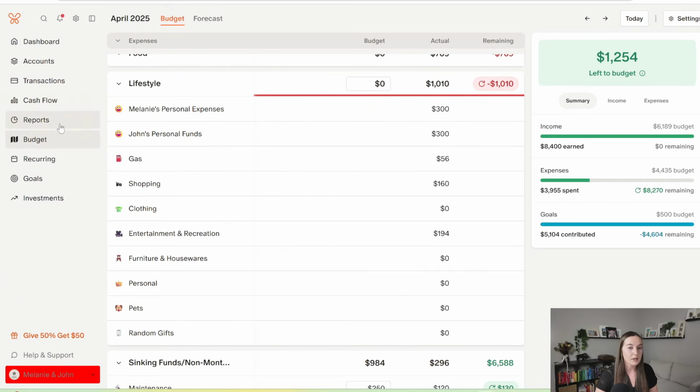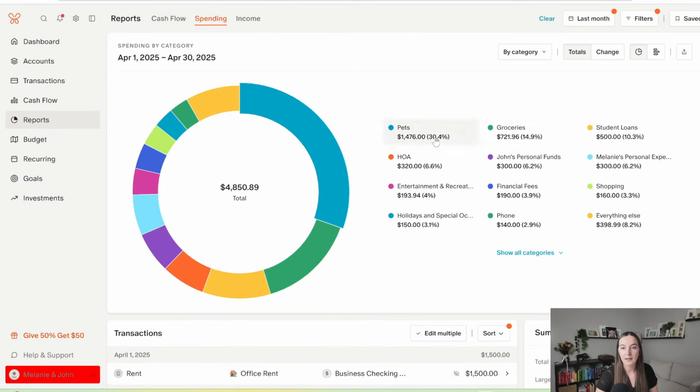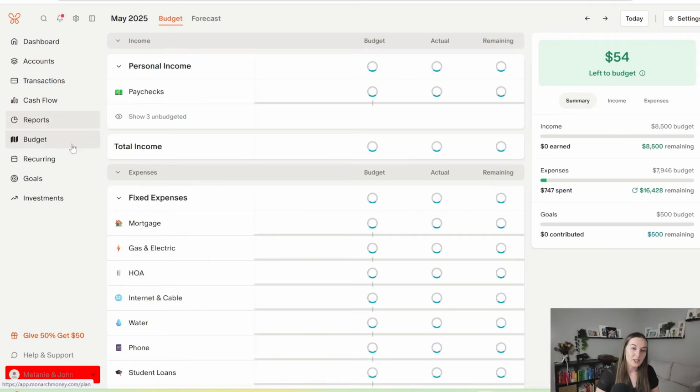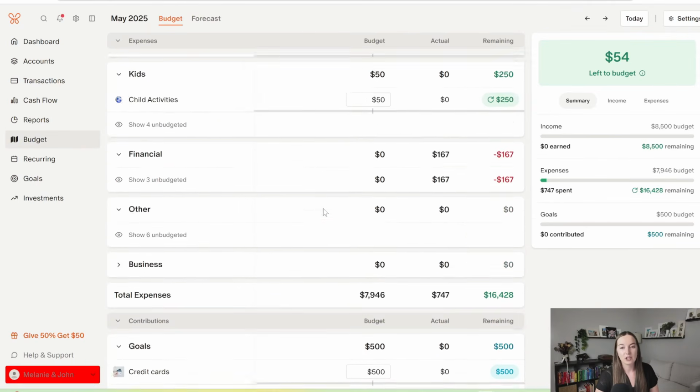Now, it still shows up in your cash flow. If you ran a report for spending in April, it still shows you how much you spent in pets, right? It just doesn't show up in your budget anymore. It instead shows up in the credit card goal.